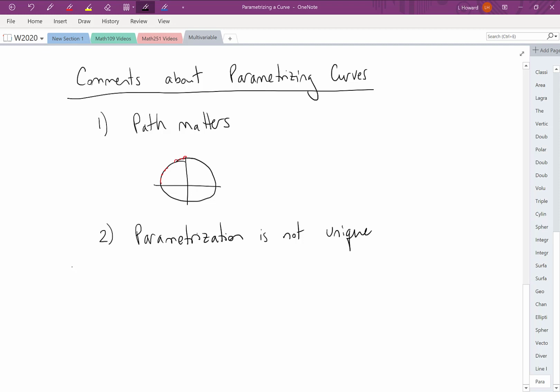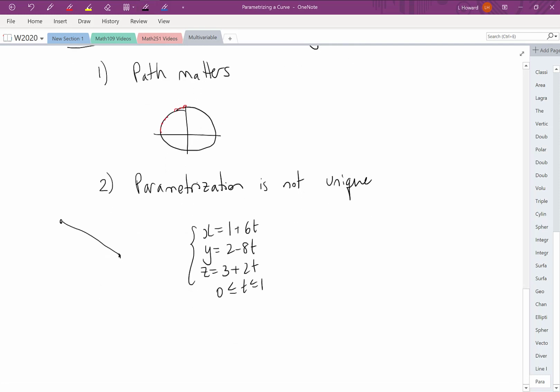So to understand this, I want to flash back to that straight line segment example that we did in part A, and I'm going to write down again the parametrization that we chose. So we said x was equal to 1 plus 6t, y was 2 minus 8t, and z was 3 plus 2t, where t was ranging between 0 and 1. So as you write down that parametrization, you are definitely capturing all the points along this straight line segment that was starting at 1, 2, 3, and that was finishing at 7, negative 6, 5.